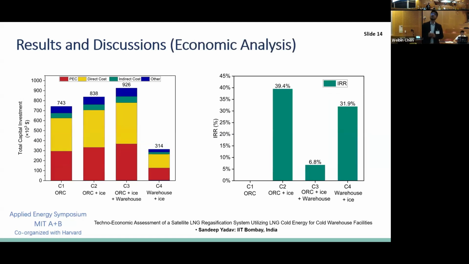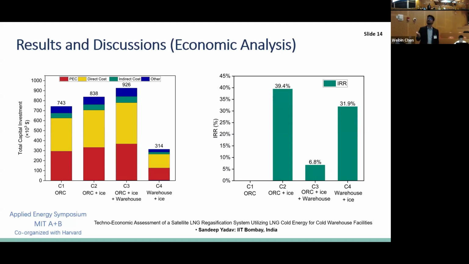Apart from this, in the economic analysis, we have calculated the total capital investment required for each case. The major part of the cost is taken by the purchasing economic cost, and the cost to install the system is measured by the red and the yellow slabs. Other than that, if we see the internal rate of return, case 1 is not showing any positive cash flow, that's why it's discarded.